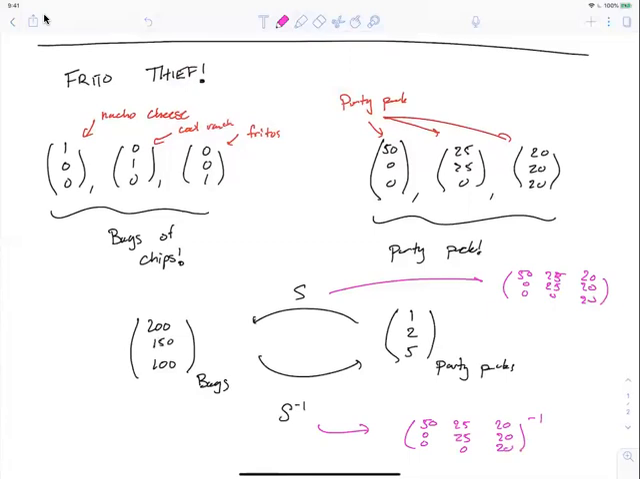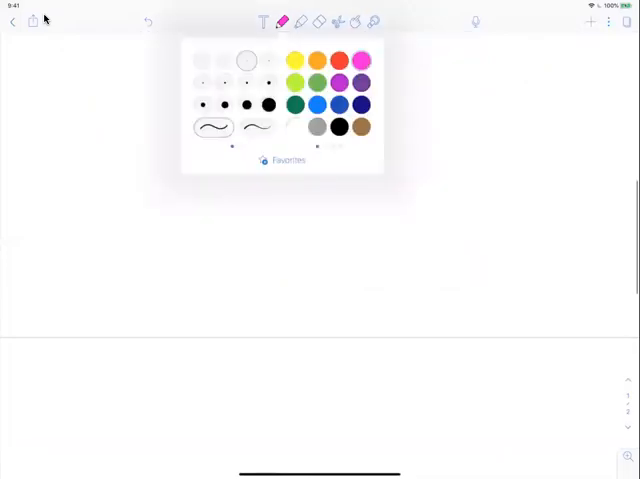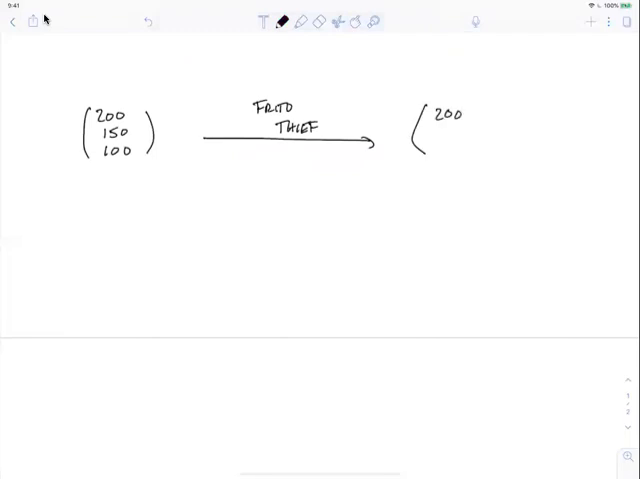Okay, but now we have the Frito thief that comes into play. The Frito thief is going to steal all of our Fritos. So if we have a quantity of chips, say 200, 150, and 100, the Frito thief is going to come in and steal all of our Fritos and only our Fritos. Oops, it's going to steal just the Fritos. And what may seem a little strange is this act of stealing is the same thing as just zeroing out the Fritos. We're going to zero out all the Fritos that we have.